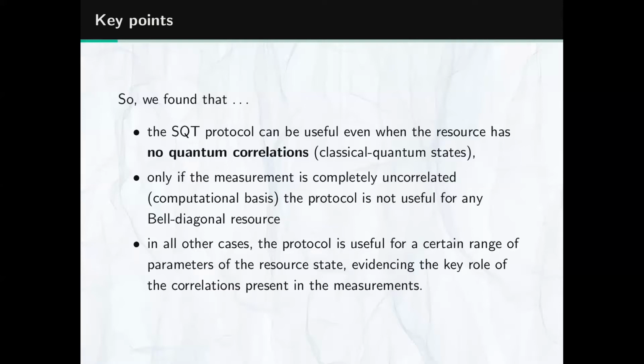Well, as a second conclusion, if the measurement projects onto a set of states that is not quantum correlated, for example, the computational basis, the protocol is not useful for any Bell diagonal resource. And finally, if you have another measurement that can have correlations, then you will always find a resource in order to have a useful protocol.